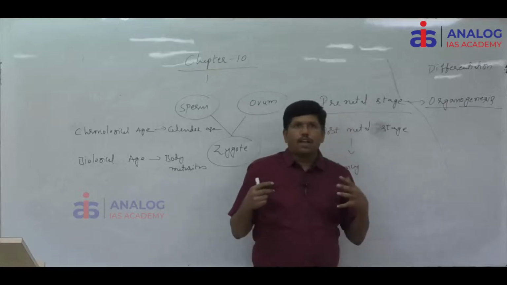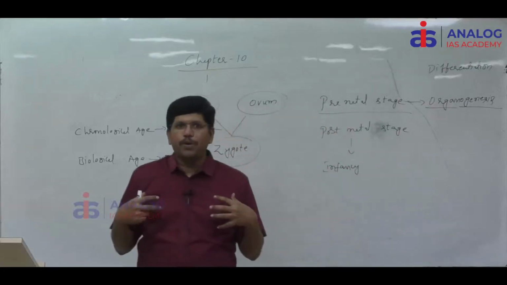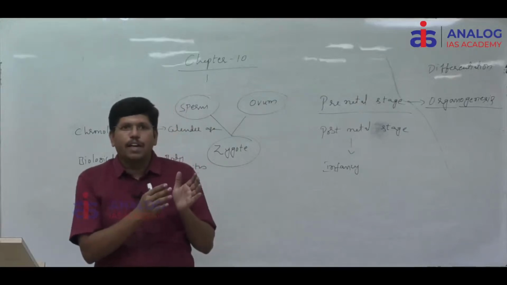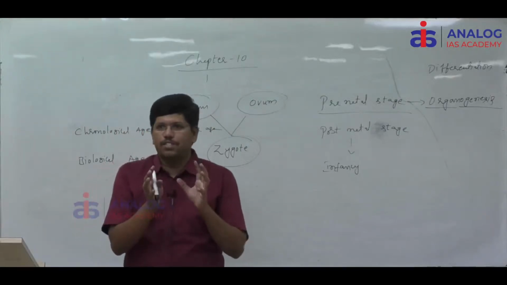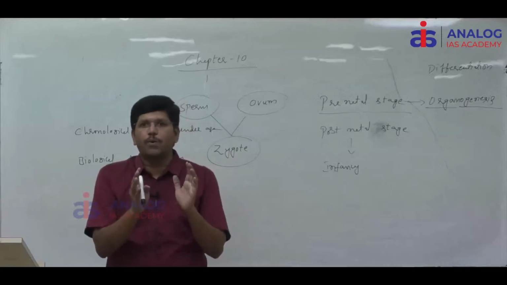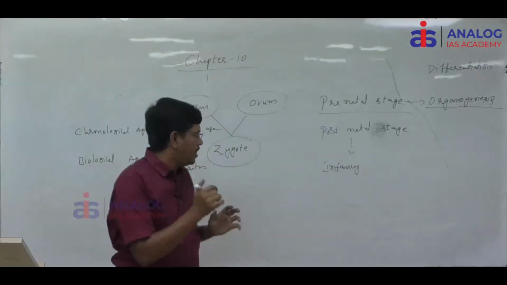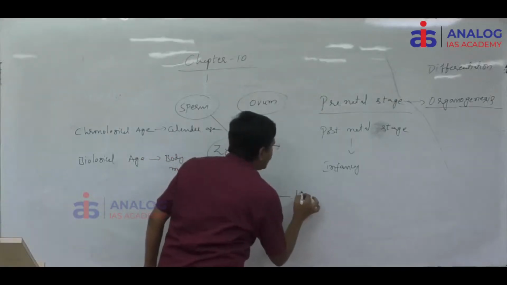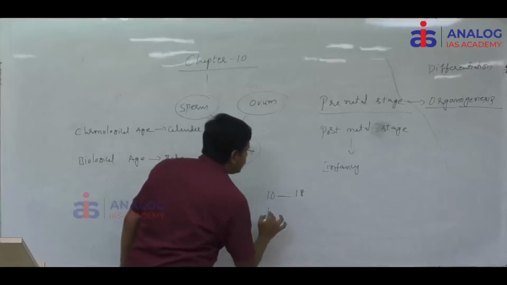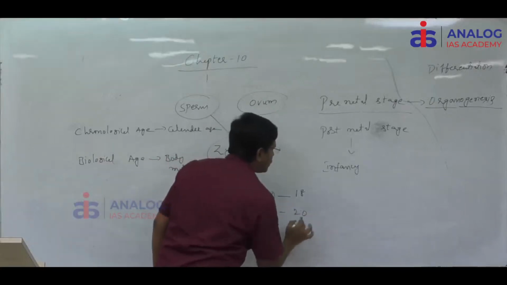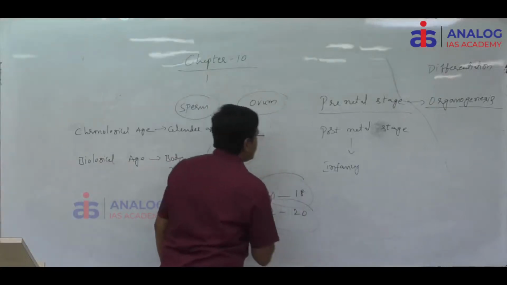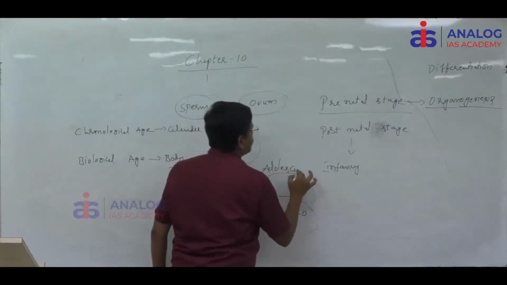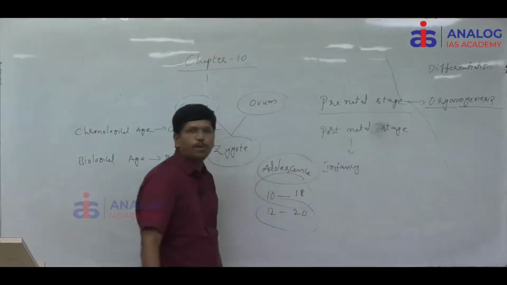See, we'll be having male reproductive system and female reproductive system. After attaining a particular age, they undergo some changes. Those changes last for about 8 years. In the females, those changes will be there for about 8 years, that means 10 to 18 years. In males, those changes will be from 12 to 20 years. These periods can be called by the term adolescence or puberty.